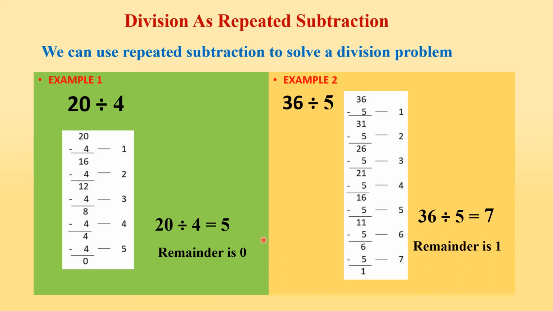Now in the next example, 36 divided by 5, we will subtract 5 from 36 till we get again either 0 or a number less than 5. Now we can see that after subtracting 5 from 36 seven times, in the end we are getting 1, which is less than 5. So now we can stop the subtraction and the answer of this division, 36 divided by 5, is equal to 7 because we have subtracted 5 seven times, and the remainder here is 1.